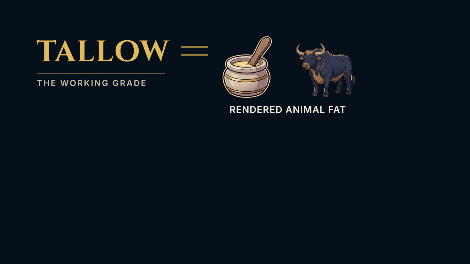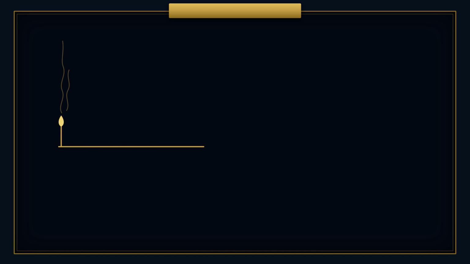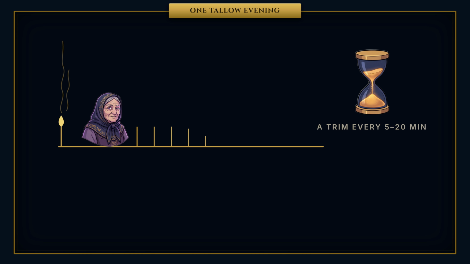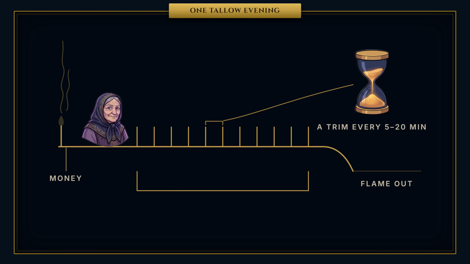Tallow is the working grade, and it's rendered animal fat, which behaves exactly the way rendered animal fat behaves once you set it on fire. It smokes and it stinks, and somebody has to sit next to it all evening, because a tallow wick wants trimming every 5 to 20 minutes, or the flame drowns in its own fat and goes out, which means tallow costs not only money but also attention.